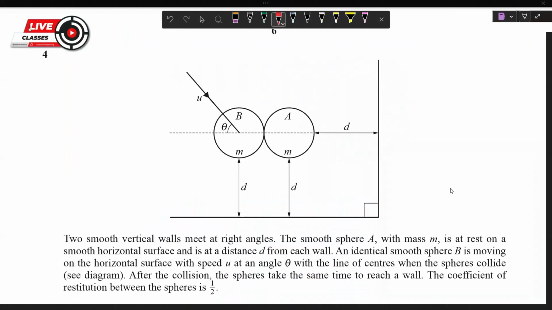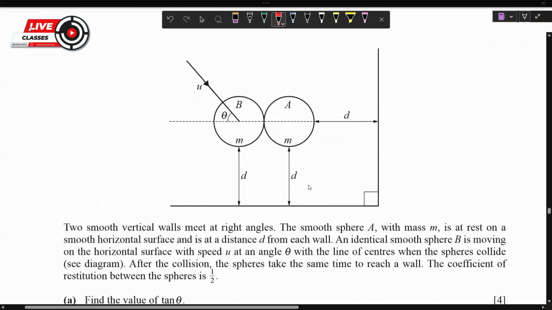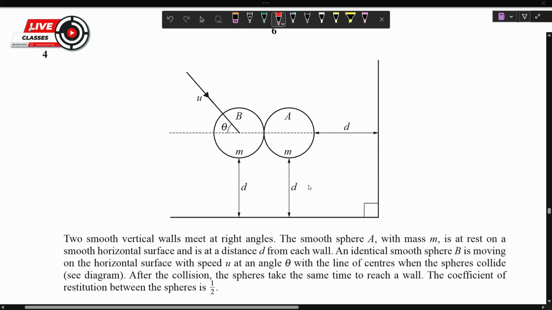Right, so we want to take a look at this question here, and it says, two smooth vertical walls meet at right angles. The smooth sphere A with mass m is at rest on a smooth horizontal surface and is at a distance d from each wall. An identical smooth sphere B is moving on the horizontal surface with speed u at an angle theta with the line of centers when the spheres collide, as seen on the diagram.